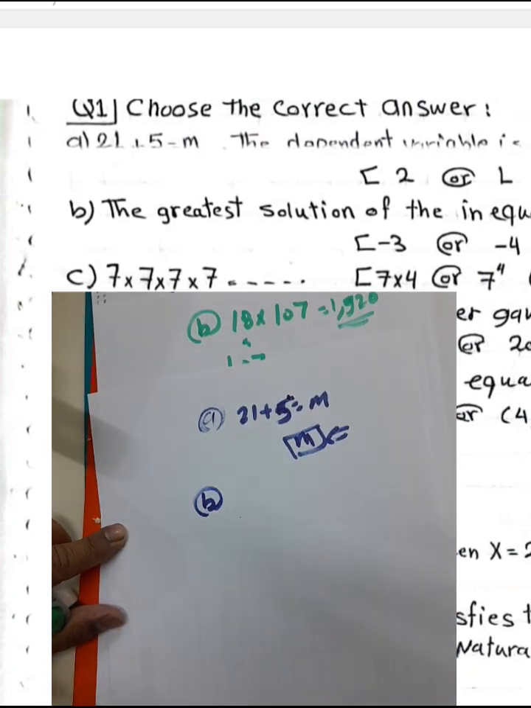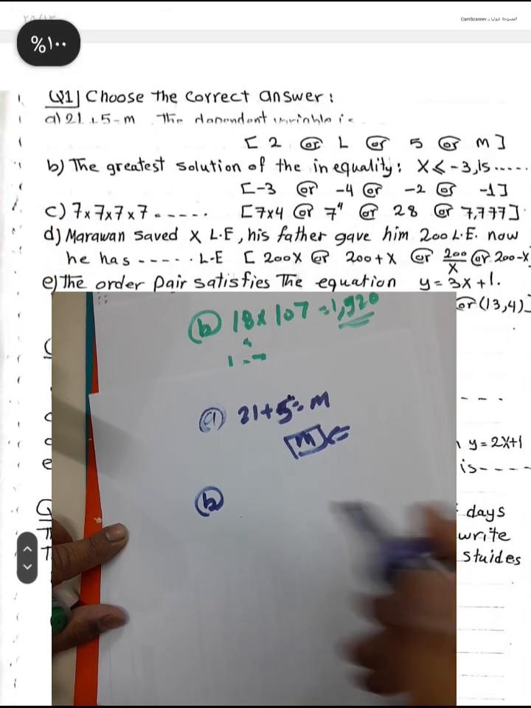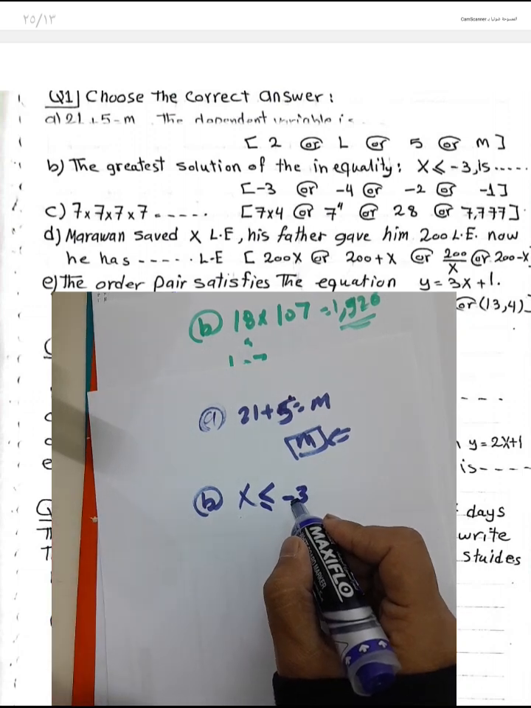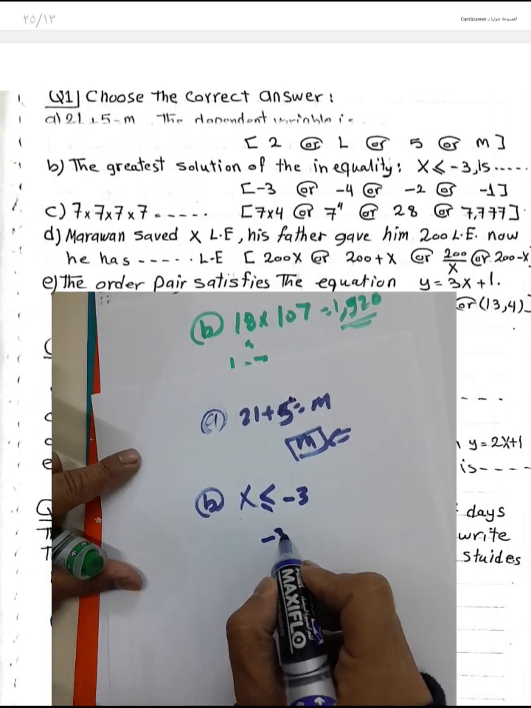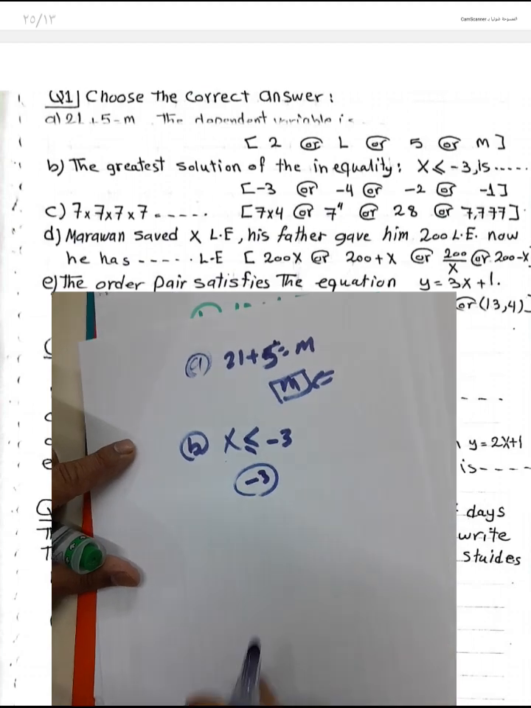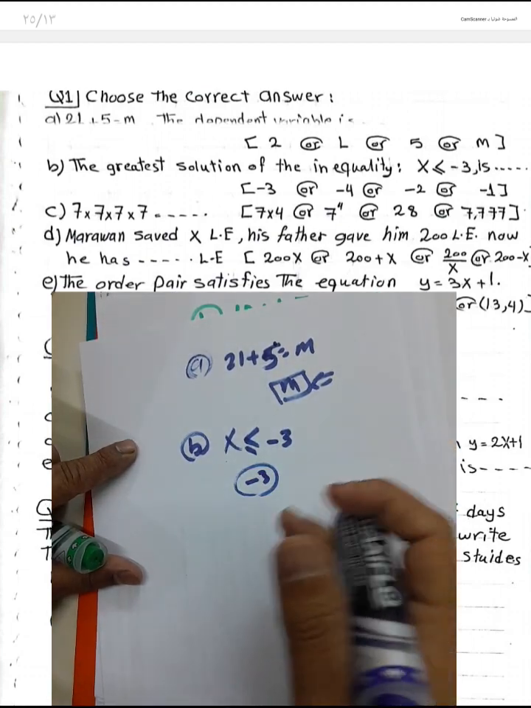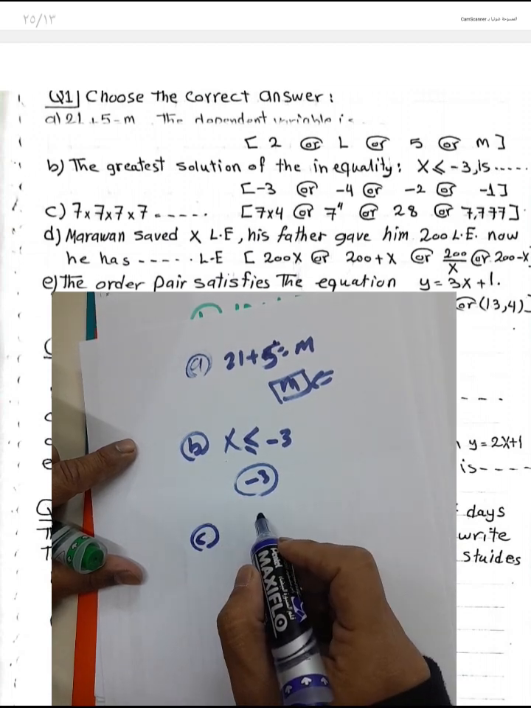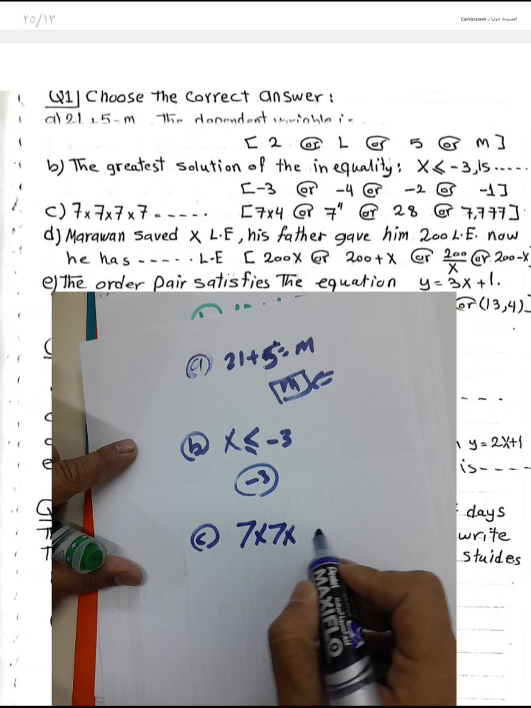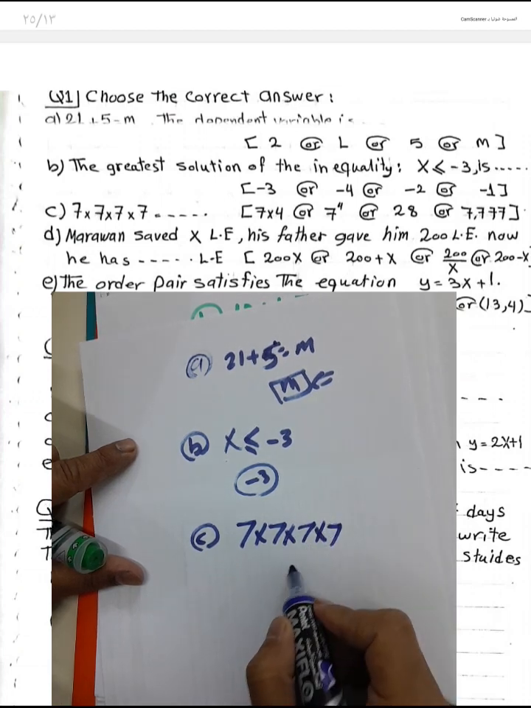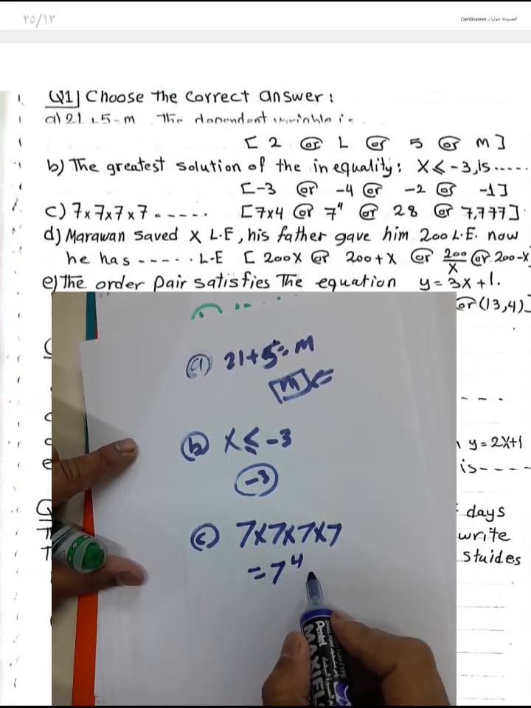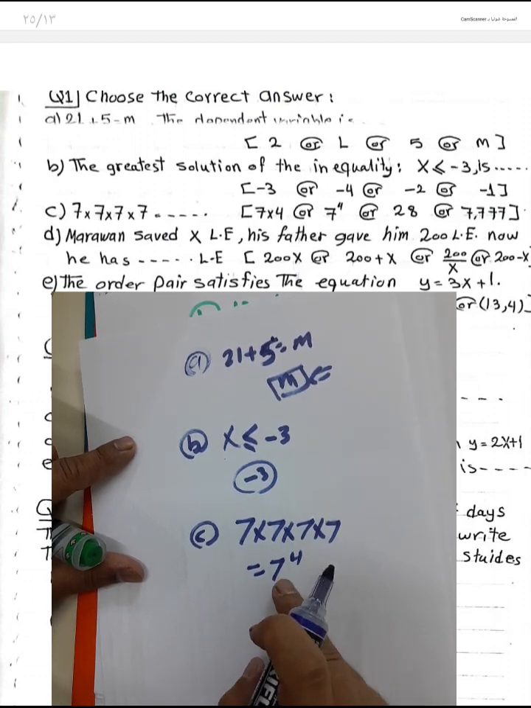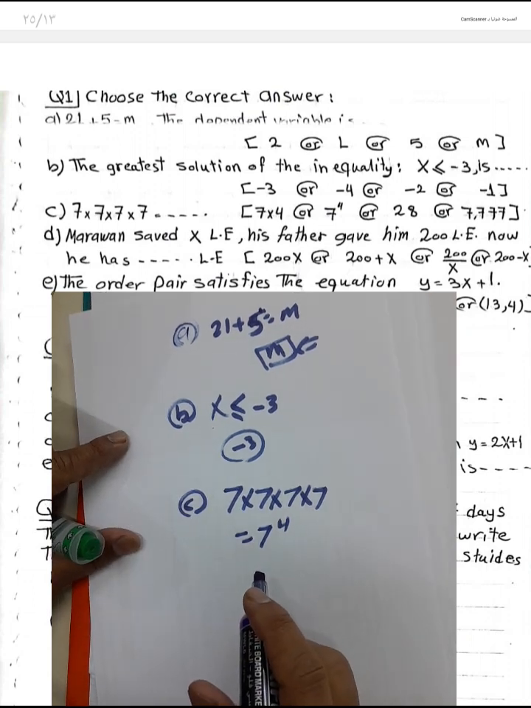Letter B, the greatest solution of the inequality x less than or equal to negative 3. We want to find the greatest solution. It will be negative 3, because the solutions here are negative 3, negative 4, negative 5. So the greatest solution will be negative 3. Letter C, 7 times 7 times 7 times 7. It will be 7 power 4. 7 is the base, and 4 is the exponent. It was letter C.